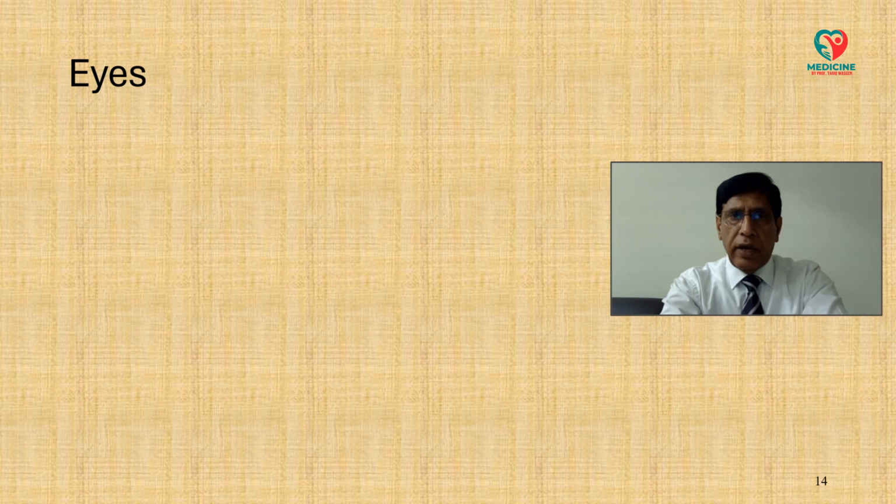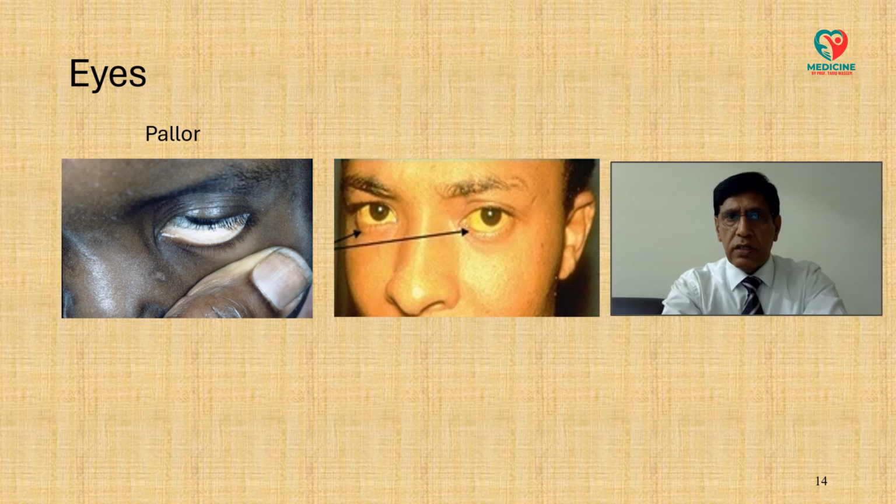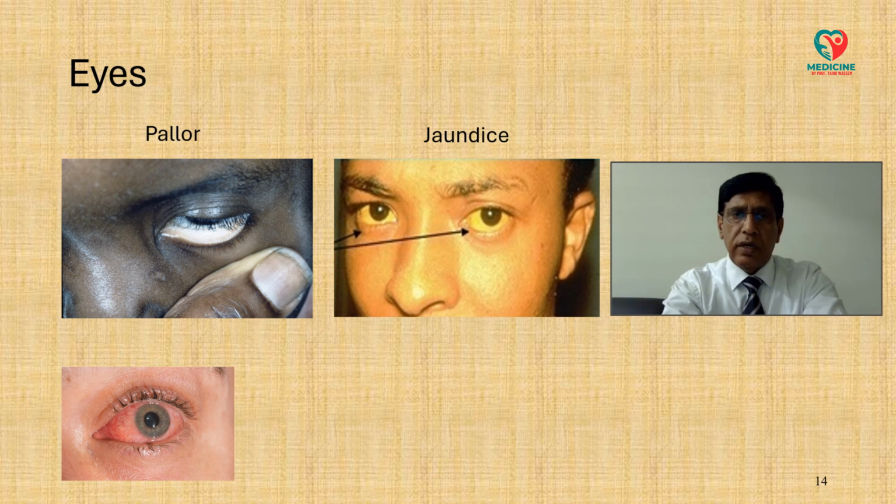Moving further during the eye examination, starting from the lids and then to the prominence or the drooping of the lids, you invert the lower lid downwards and look at this person's conjunctiva, which is markedly pale. So severe anemia best manifests as conjunctival pallor or conjunctival whiteness. So this is pallor. When you notice this person's eyes, there is marked yellow discoloration of the sclera. So these are the eyes of a jaundiced patient.